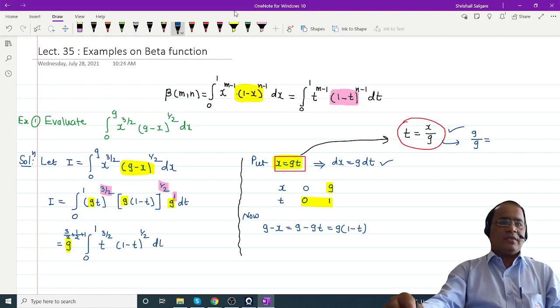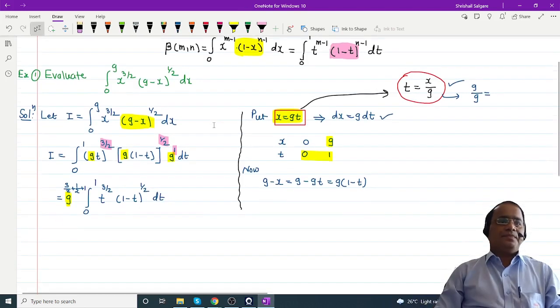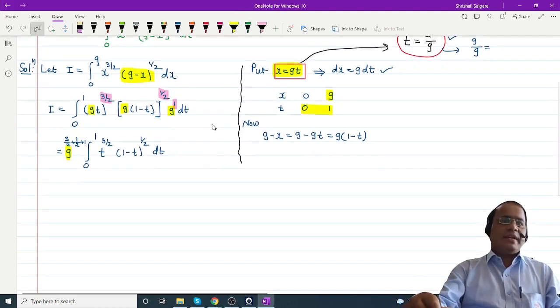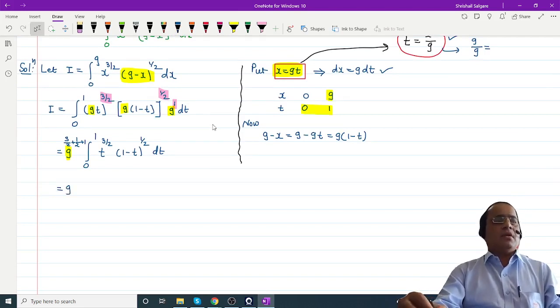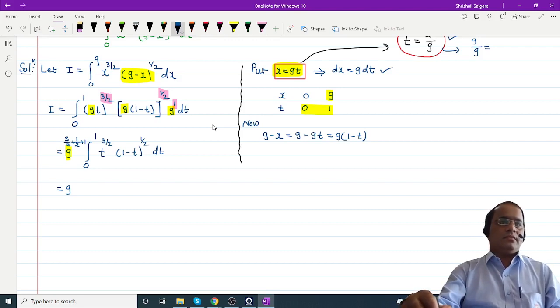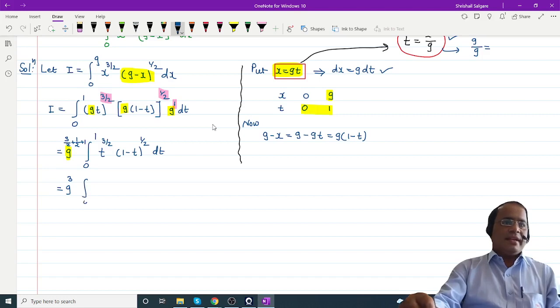9 is taken outside dt. So further it can be written as 9 raised to, can anyone tell me the power altogether? 3. Yes, 3 by 2 plus 1 by 2 plus 1, that is 3. Now the remaining integral 0 to 1 t raised to 3 by 2 into 1 minus t raised to 1 by 2 dt.